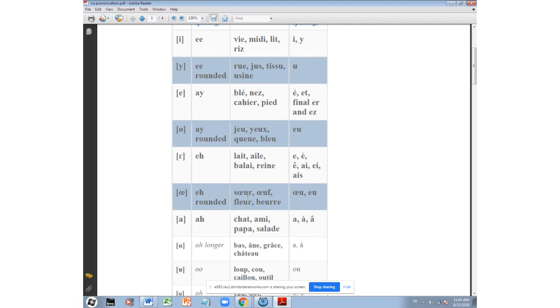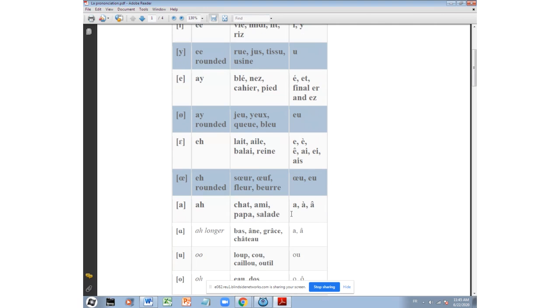Next, A, the sound A. We have sample words, sound A for Atieno. So we say chat, ami, papa, salade. Je répète, chat, ami, papa, salade.